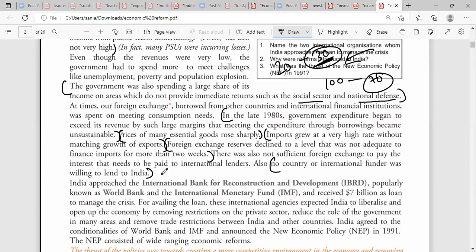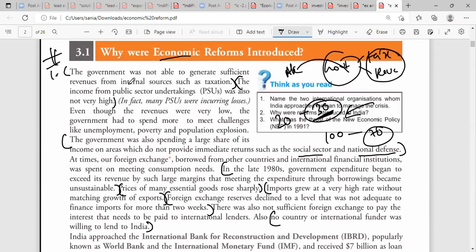Okay. So you will first write, why were economic reforms introduced, and all these points. Clear? The cited points. So many points. Yes, you can make them points because it will be easy for you to learn in points, I think. If you feel like paragraph form is okay, then you can go for a paragraph. Okay.